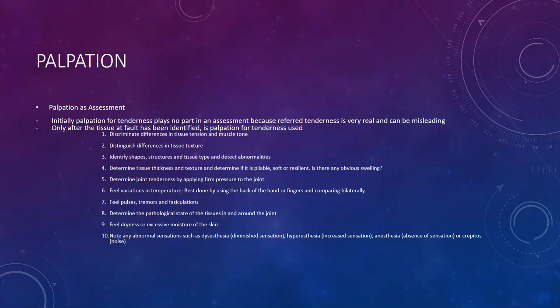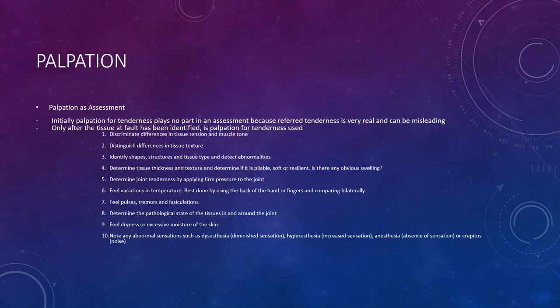So when we use palpation as an assessment, we're trying to discriminate between tissue tension and muscle tone. We're also trying to distinguish differences in tissue texture. We're trying to identify shape, structures, and tissue type, and see if there are any abnormalities. We want to see how thick it is and its texture. Is it pliable, soft, or resilient? Is there any swelling? We're looking for joint tenderness by applying pressure to the joint.